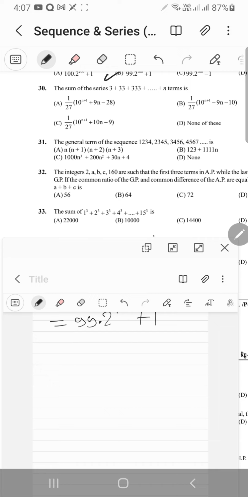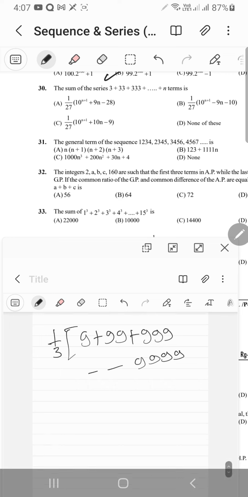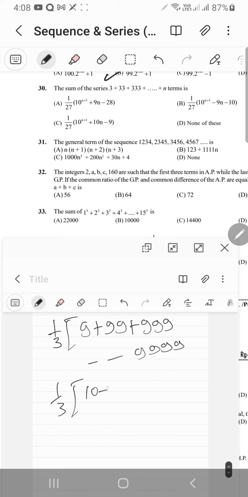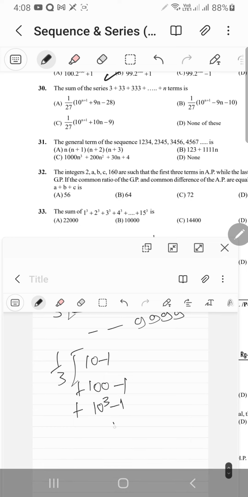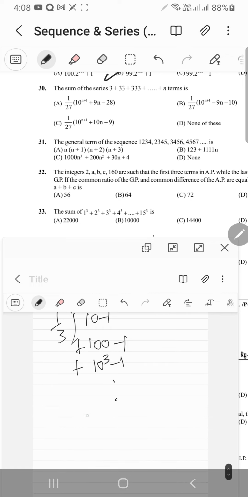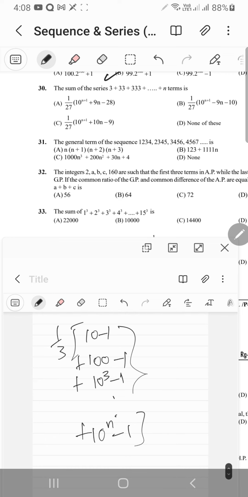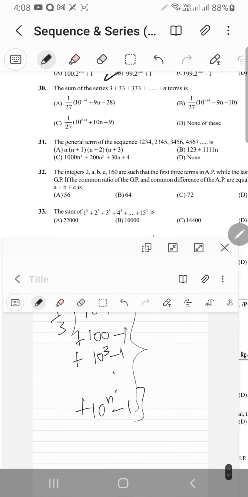Next, sum of the series to n terms is, oh, this is bad. What is this? Fine, I think I know a way to do this thing. So it's 1/3 of 9 plus 99 plus 999 till eventually n of these 9s. So this will be 1/3 of 10 minus 1, right? This thing is 10 minus 1 plus 100 minus 1 plus 1000 minus 1, and so on. Then eventually you've got n zeros, so you need 10 power n minus 1.